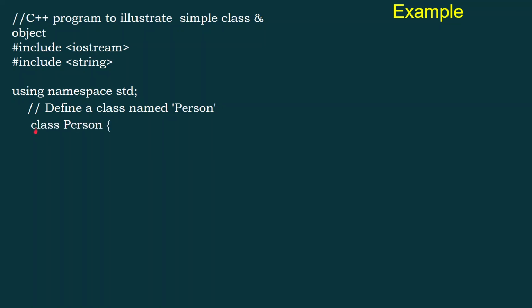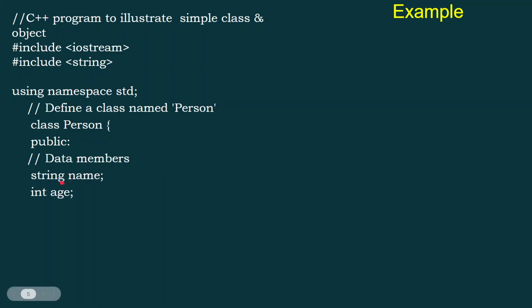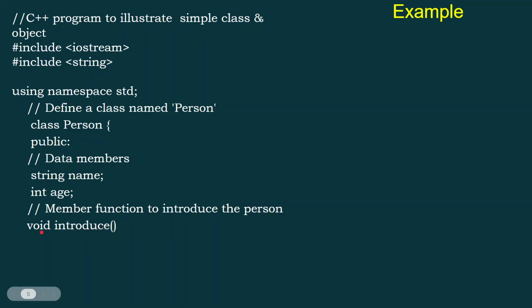So how to define a class? Class name is person, open the brace, and then public, the access specifier, and then data members. Here we are giving two members, string name and int age. So this class person has two data, name and age. And then member functions, we have a function called introduce. Void is the return type. Introduce is the name of the function. The function has no parameters.